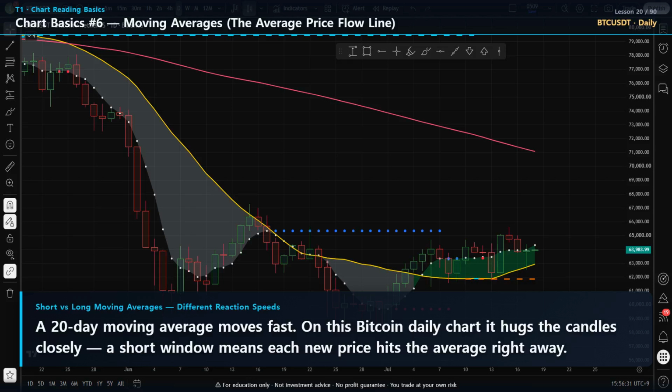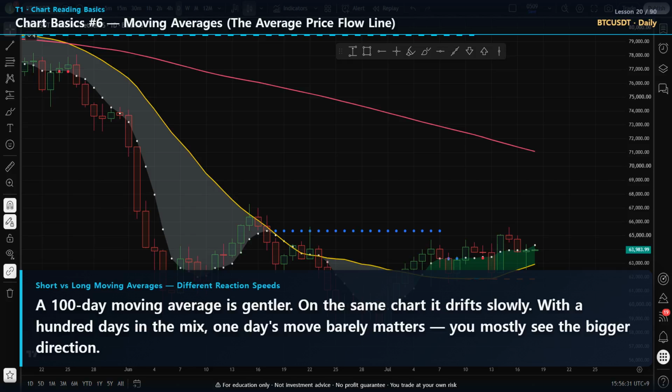A 20-day moving average moves fast. On this Bitcoin daily chart, it hugs the candles closely. A short window means each new price hits the average right away. A 100-day moving average is gentler. On the same chart, it drifts slowly. With 100 days in the mix, 1 day's move barely matters. You mostly see the bigger direction.